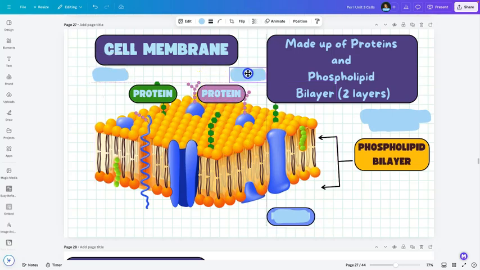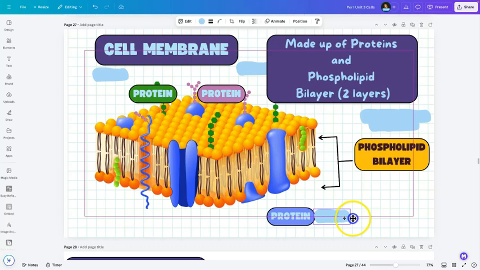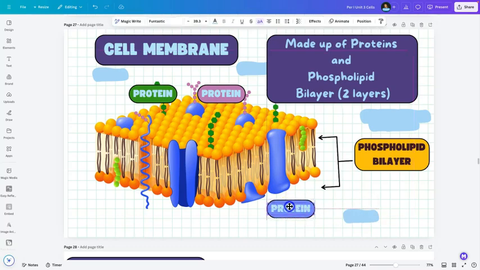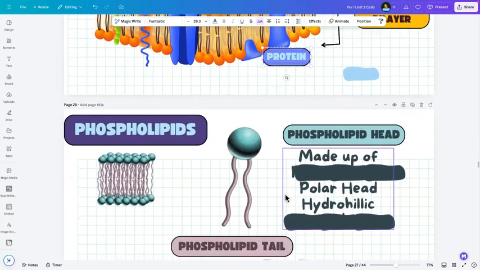Now, molecules can be coming in and out, and we're going to talk about that process today. Okay? I just colored all my proteins. You could put an arrow. I just wanted to show you that there's many different types of proteins. This is the last slide.